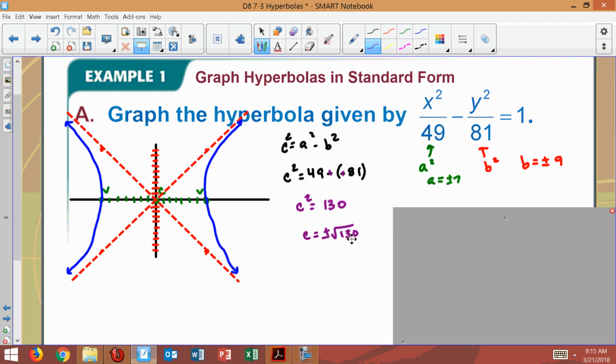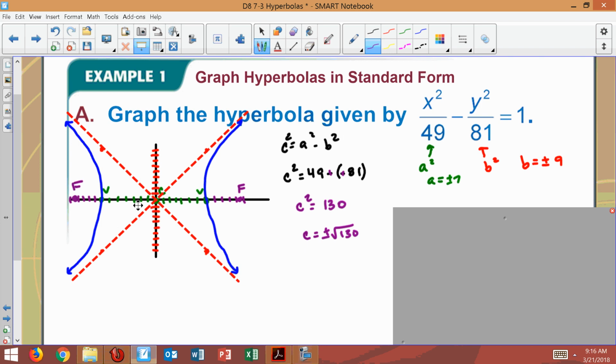And we do not have a square root for that, but I can tell you that it's going to be a little bit more than 11, but yet less than 12, because 11 squared is 121, 12 squared is 144. So it's going to be between 11 and 12. So this was 7 units out, so we'd go 8, 9, 10, and there's 11, and there would be 12, so this would be a focus there. And over here, 8, 9, 10, 11, and there's 12, so the foci would be located there.